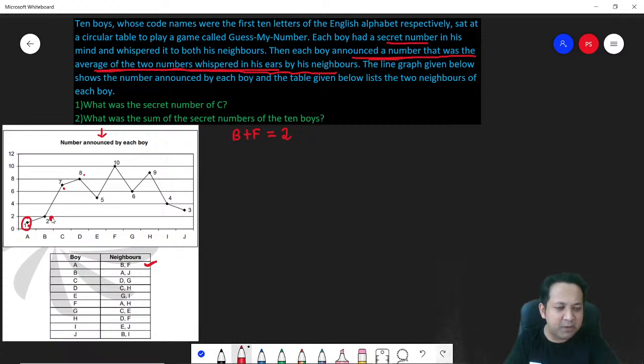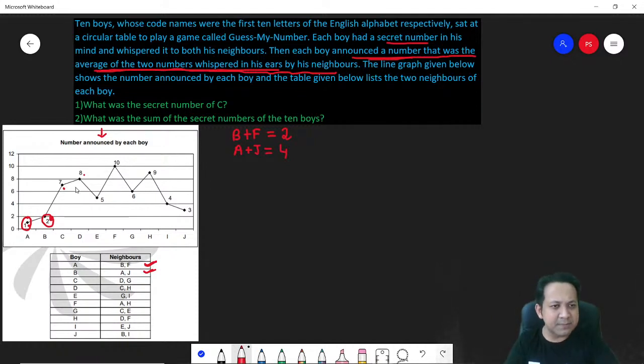Similarly, B announces the number 2, and it is the average of the numbers whispered to B by A and J. So if the average of the numbers whispered by A and J is 2, then (A plus J) divided by 2 is equal to 2. Or in other words, A plus J is equal to 2 into 2, which is 4. Average is 2, so sum is 4.